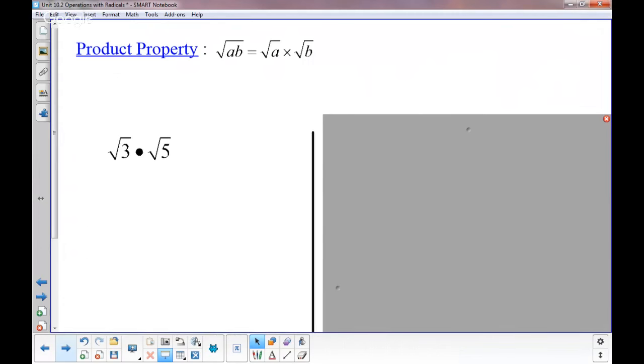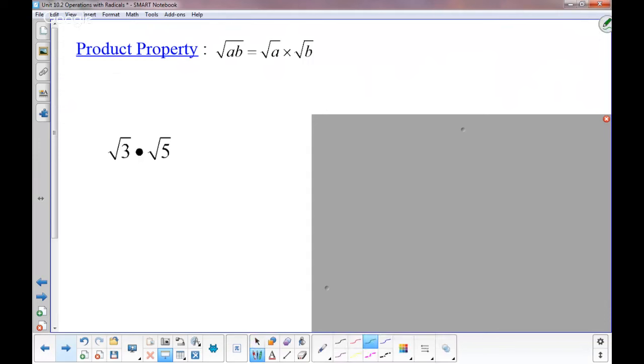So for example, here we have the square root of 3 times the square root of 5. Well, neither of them are perfect squares, so we can't reduce any of them. But based on what the product property tells us, we could take the numbers in the radicals and multiply them together and get the square root of 15. And that would be my simplified answer.